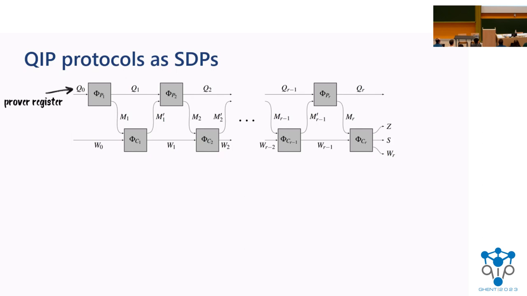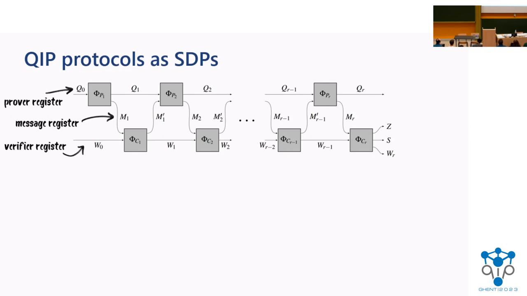So this register here, you should think of as the prover's private workspace register. It will update its private workspace and then send a message. So this is the message register over to the verifier, and the verifier also has some private workspace register. It does some channel, sends back a message, and so on. Because you can always describe a quantum interactive protocol like this.